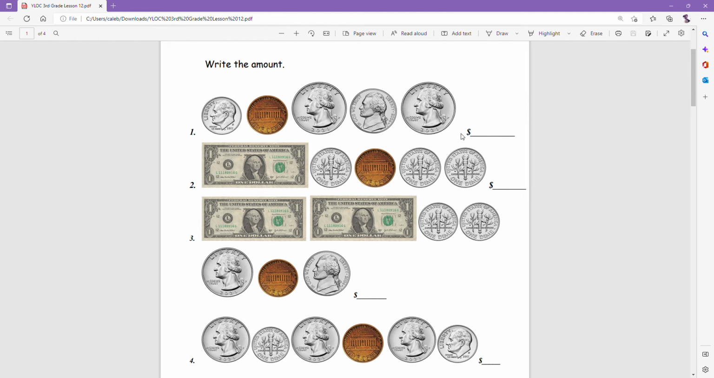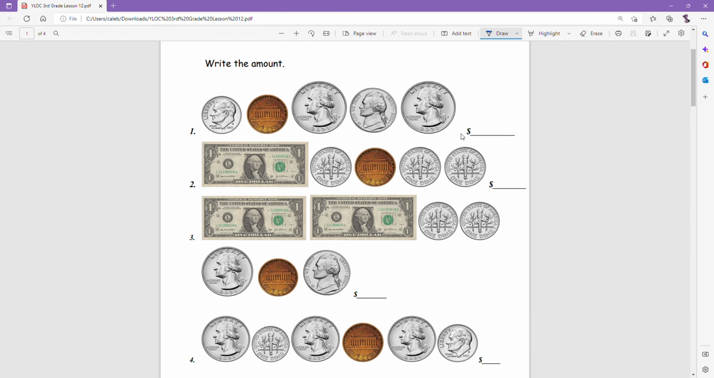So for number 1, we have 1 dime, 1 penny, 2 quarters, and 1 nickel. And so 1 dime is 10 cents, so it's 0.10. 1 penny is 1 cent, because it's like 1/100th of a dollar, so it's 0.01. 1 quarter is 25 cents, so it's 0.25. A nickel is 5 cents, so 0.05. And then we have another quarter, so 0.25.